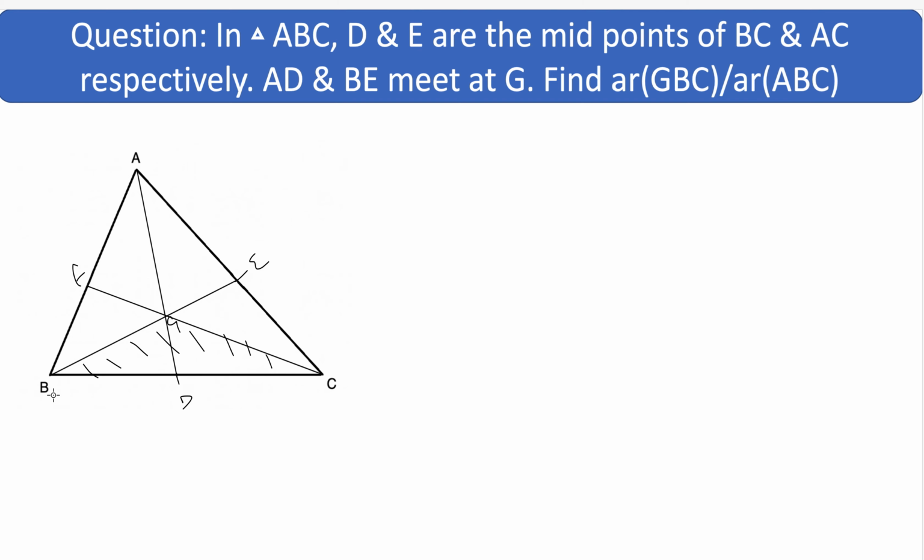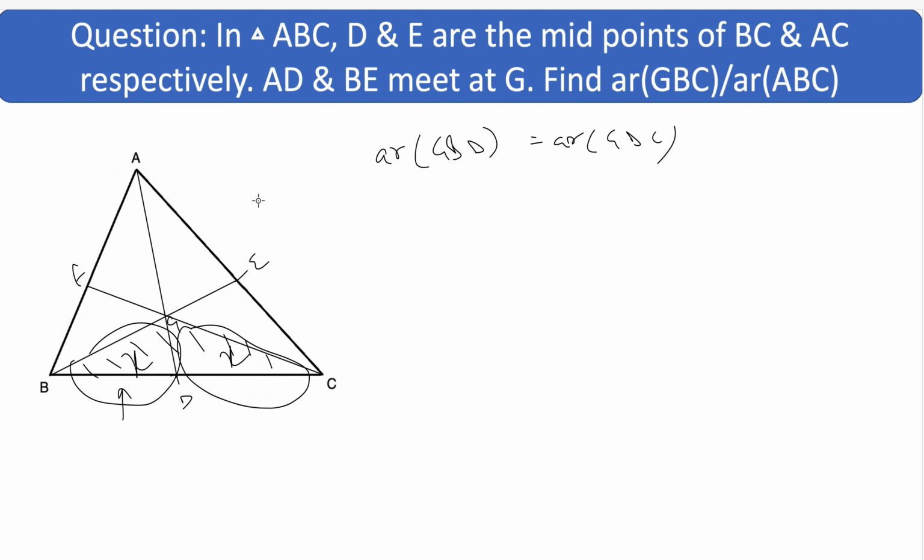Okay. Inside triangle GBC, if you see, area of triangle GBD will be same as area of triangle GDC. Why? Because altitude will be same in both the triangles, both these half triangles. Altitude is same and bases are equal in length because D is midpoint, so BD equal to DC. So area of triangle GBD is equal to area of triangle GDC. Let's call these X.